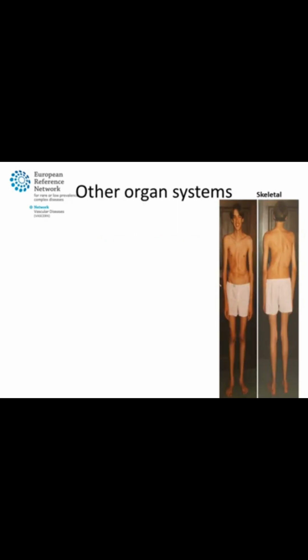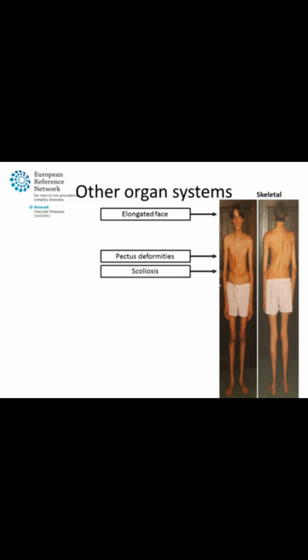Other organ systems involved in Marfan syndrome include the skeletal system, where long bone overgrowth and increased laxity of the ligaments will lead to typical facial characteristics with a long face and typical high palate. Chest wall deformities, in the form of pectus excavatum, a funnel chest, or carinatum, a pigeon breast, are also typical, as are abnormal curvatures of the spine in the form of scoliosis and/or kyphosis.